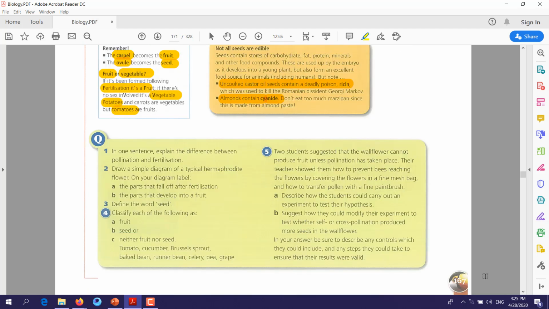So questions. Question number 1. In one sentence, explain the difference between pollination and fertilization. Pollination, as we mentioned before, is the transfer of pollen from anther to stigma. Fertilization is the fusion of male gamete with the female gamete.